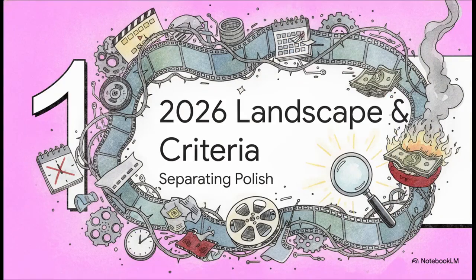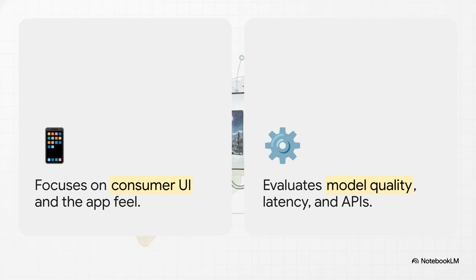Okay, Section 1, the 2026 landscape and criteria, separating polish from production. A huge trap right now is that most reviews out there totally conflate how nice a consumer app feels with how good the underlying model actually is. But if you're building a real pipeline, that slick app polish doesn't follow you. Only the raw model quality does. You're going to be calling the model through an API, handing bytes over to your own system, and rendering your own UI. So you have to completely isolate the raw capability of the model from the fancy web wrapper it happens to come in.